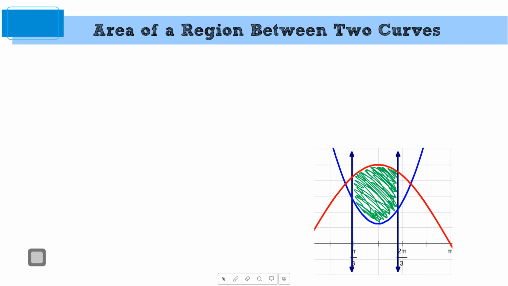How would you go about finding the area of that green region? Any ideas?